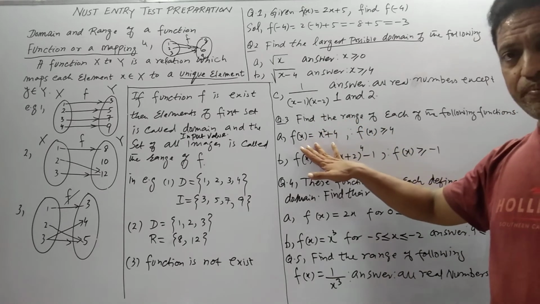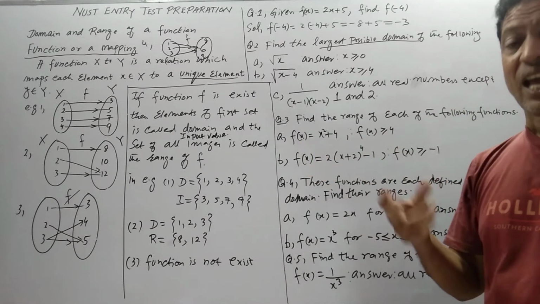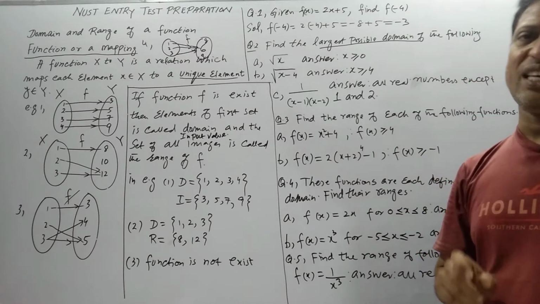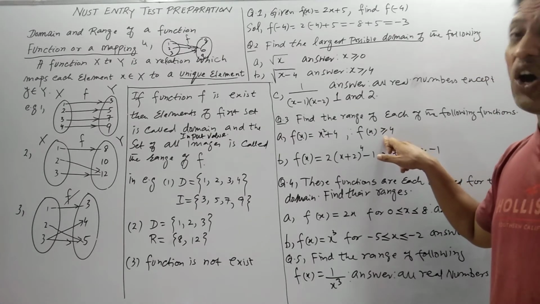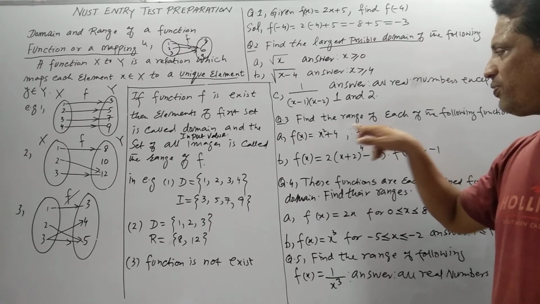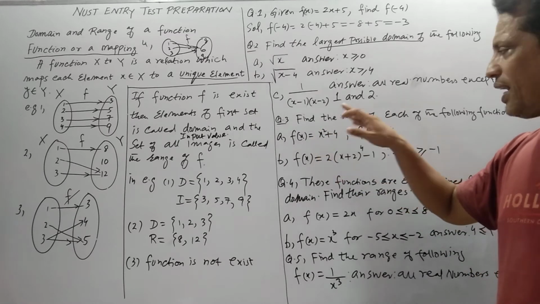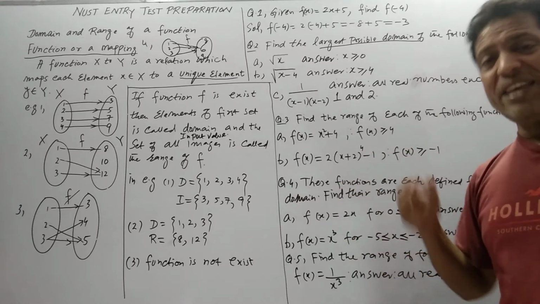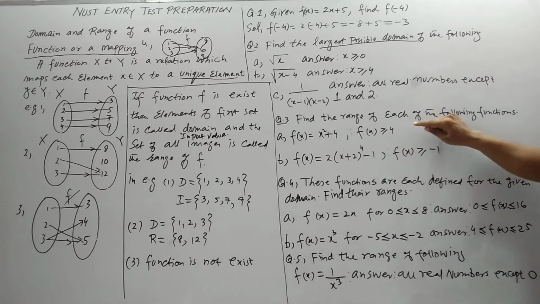So the range must be, in this case, the range f(x). f(x) stands for range and x stands for domain, please keep in mind. So the range must be greater than or equal to 4. Why equal to 4? We can put 0 over here. 0 squared is 0, 0 plus 4 is 4. And after 0, if I put any value, I always get a value greater than 4. Therefore, the range means f(x) is greater than or equal to 4. Okay, now see part B.